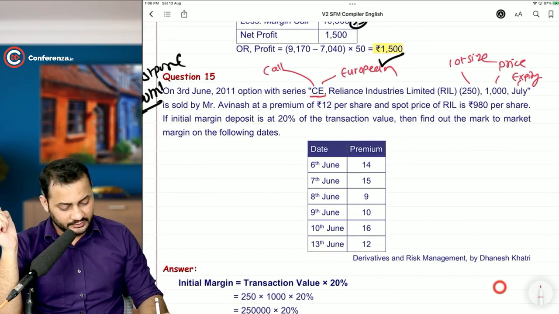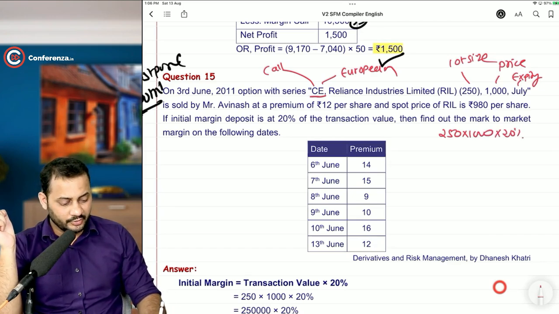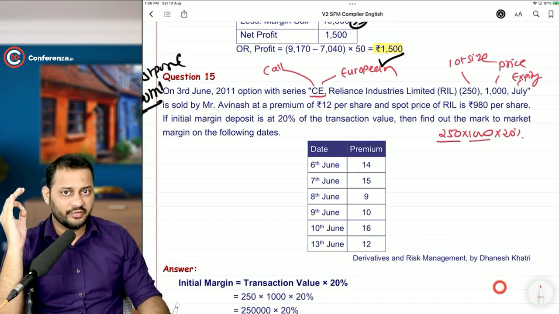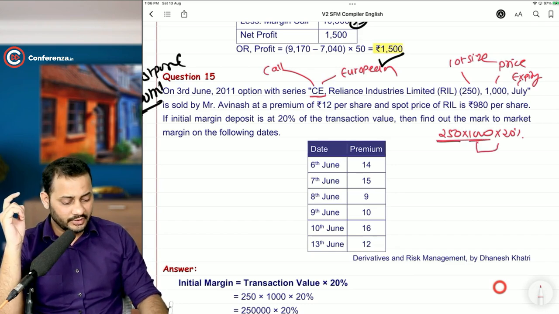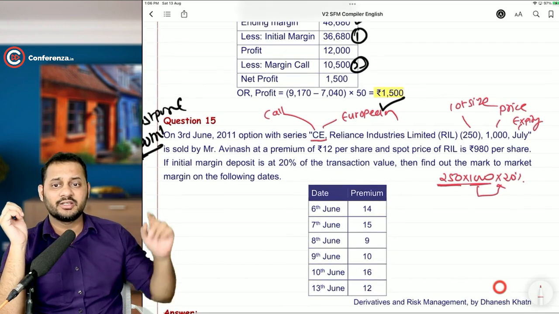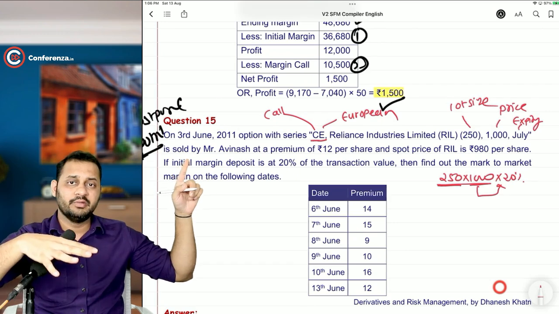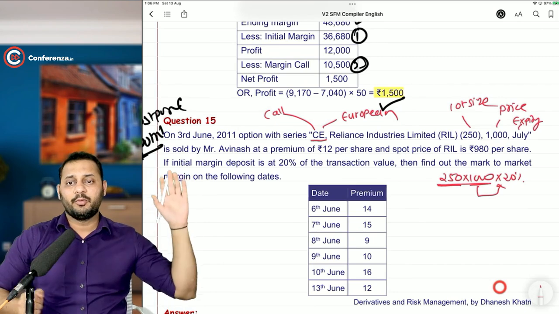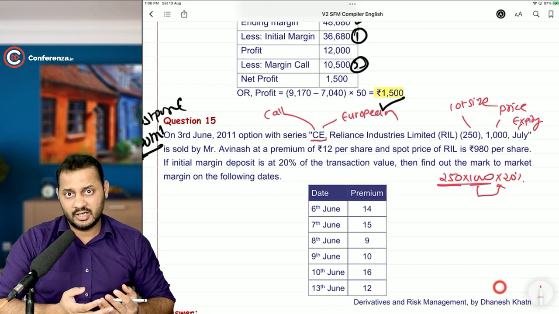How many contracts? Okay. 250 multiplied by 1000 into 20% will be the initial margin, because 250 is the lot size. One option is for 1000 rupees. 250 are the total options in one lot. So this is the contract value, multiplied by initial margin of 20%, because you are the seller of the option. The buyer of the option has to pay the premium and the seller of the option has to pay the deposit, the initial margin. The deposit is taken only from those people who can default at expiry.